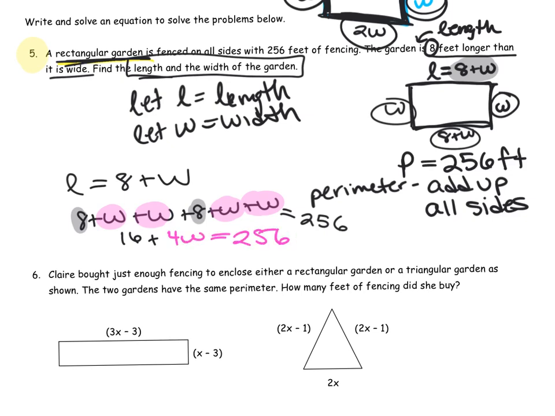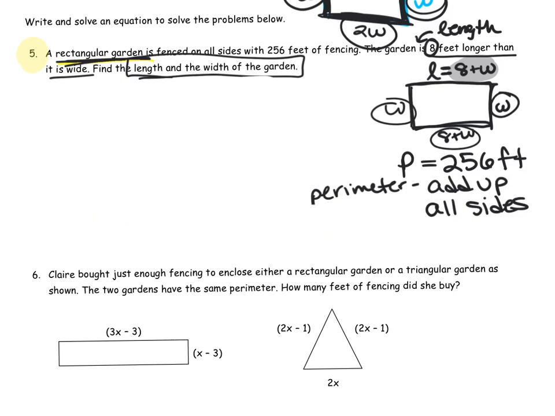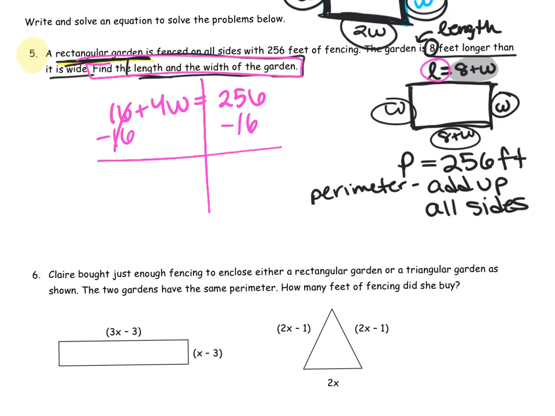I'm going to erase a little bit of what I have here so I can solve this. I have 16 plus 4W equals 256. We want to solve for W, because the final question says find the length and the width. Once we find the width, we can plug in and get the length. I'm going to subtract 16 on both sides using the subtraction property of equality. I now have 4W equals 240. And we're going to divide both sides by 4 using the division property of equality. And we get W equals 60.